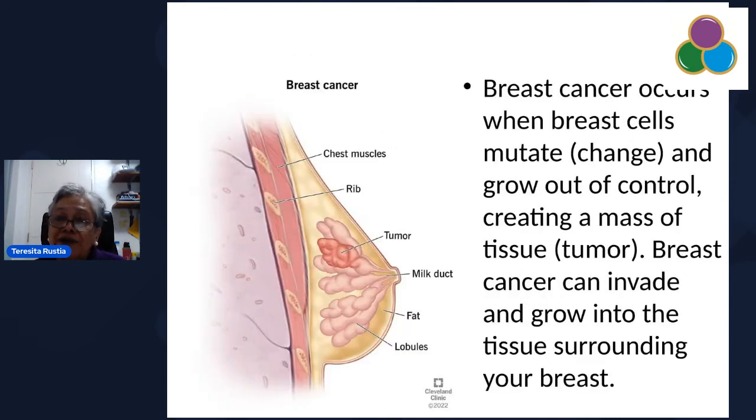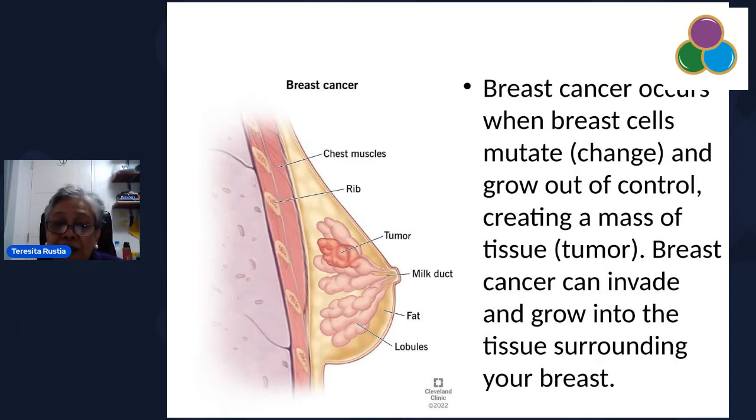Now, breast cancer occurs when breast cells mutate, meaning changes take place and they grow out of control, creating a mass of tissue which could be a tumor. Breast cancer can invade and grow into the tissue surrounding your breast. And the moment the breast cancer cells go to other body organs, that is what you call metastatic cells, or the cancer cells have actually metastasized.